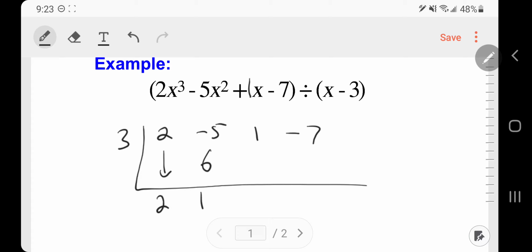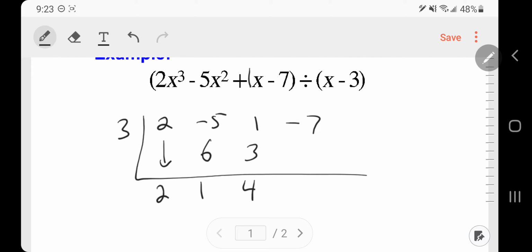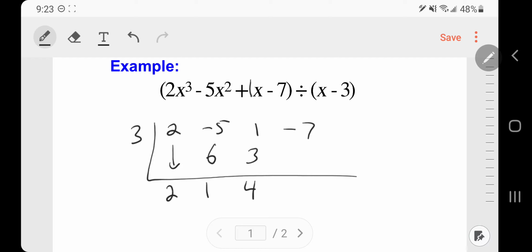And I'm going to repeat this process over and over. So again, 1 times 3, that's going to give me 3. 3 plus 1 is 4. And 4 times 3 is going to give me 12. And I'm going to list that as my last one. 12 and a negative 7, that's going to combine and give me a positive 5.